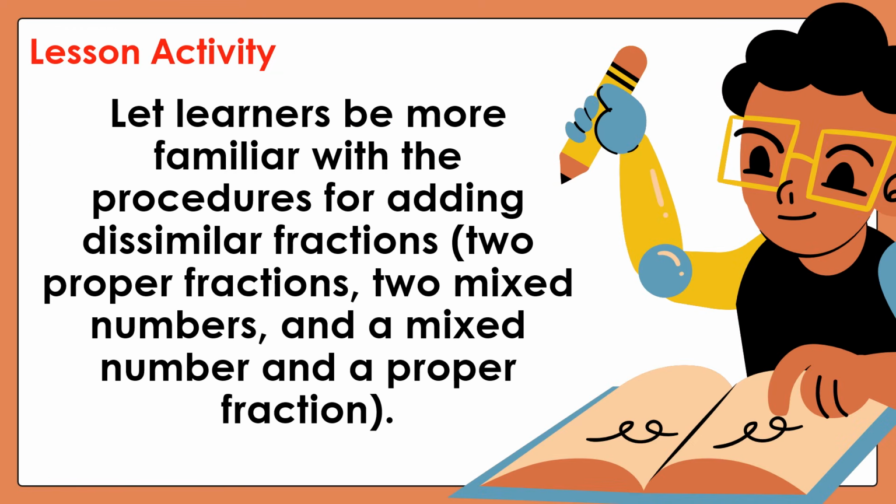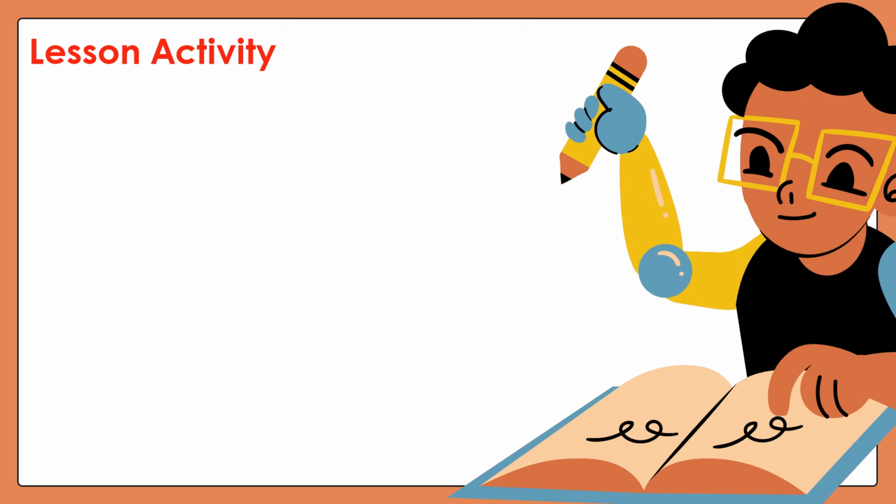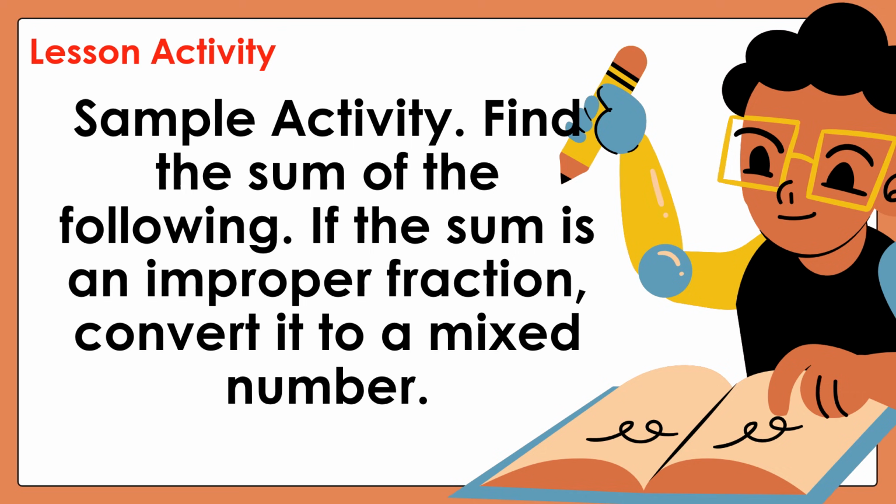For our lesson activity, let learners be more familiar with the procedures for adding dissimilar fractions to proper fractions, to mixed numbers, and a mixed number and a proper fraction. Sample activity: find the sum of the following. If the sum is an improper fraction, convert it to a mixed number.